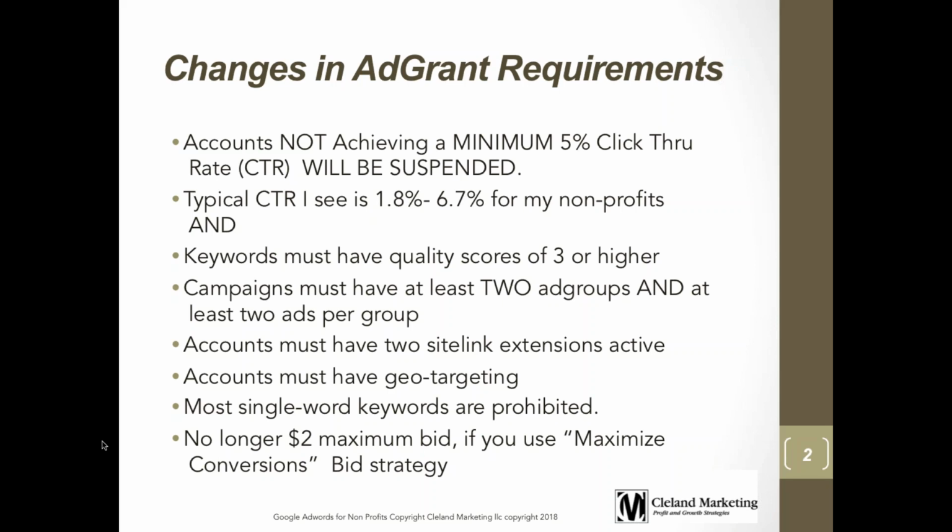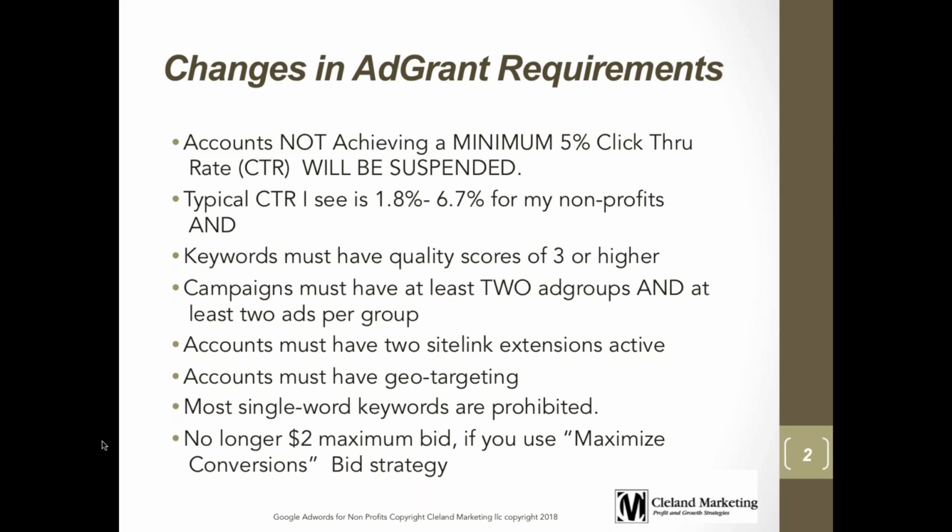Your account must be geo-targeted. When you set up your account and your campaigns, you're allowed to choose what location you are speaking to, to serve your ads. That could be the entire United States if you're a national nonprofit. It could be the entire state of Washington if you're serving all communities in Washington, or it could be as specific as a 3-mile radius or a 1-mile radius around your location for a soup kitchen or a children's services program. So you need to choose the appropriate geo-targeting for your nonprofit.